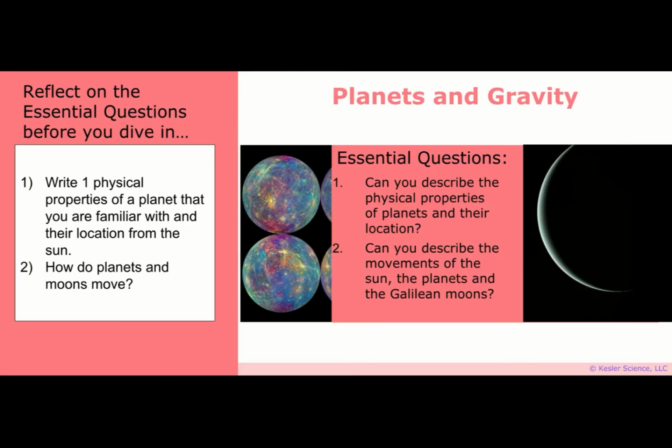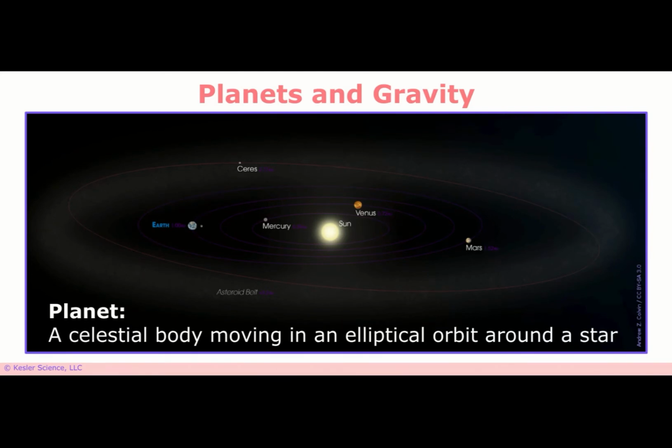Now, during our discussion today, our two essential questions are: can you describe the physical properties of planets and their locations? And we're going to talk about that throughout the video. And the second one is: can you describe the movements of the sun, planets, and the Galilean moon? So that's what we're going to be discussing today. But first, let's start with what planets are.